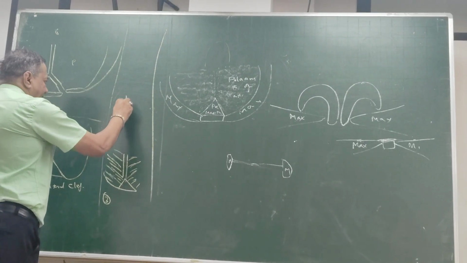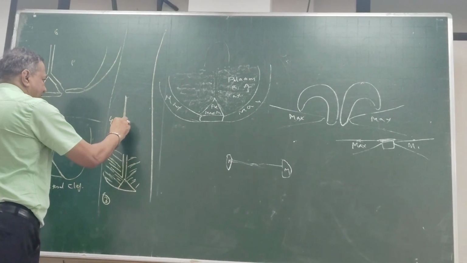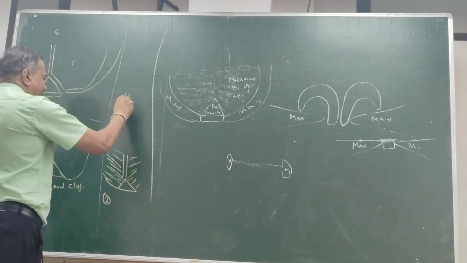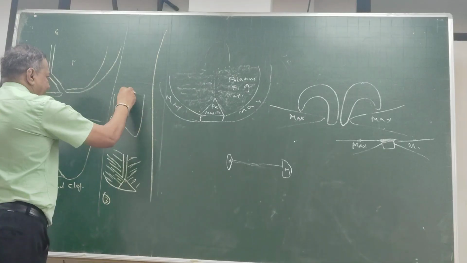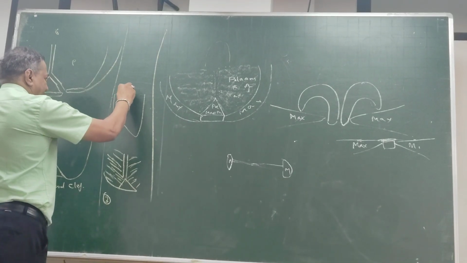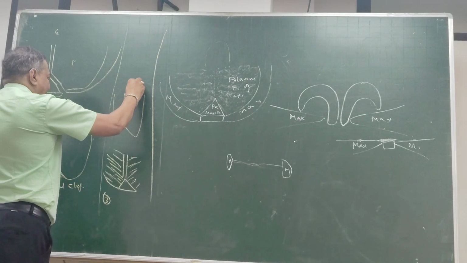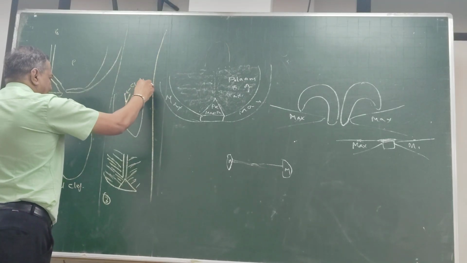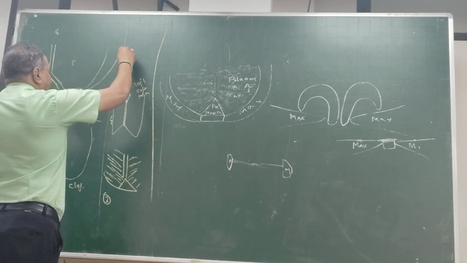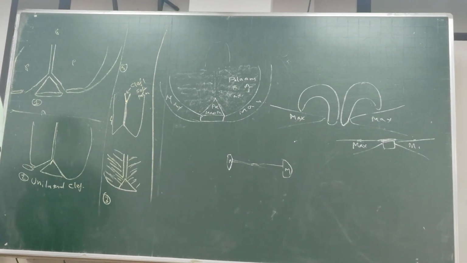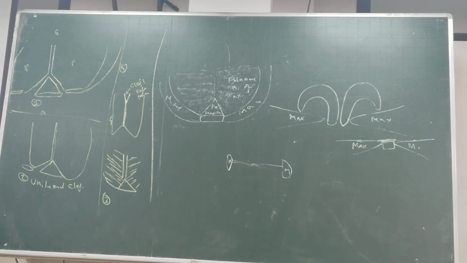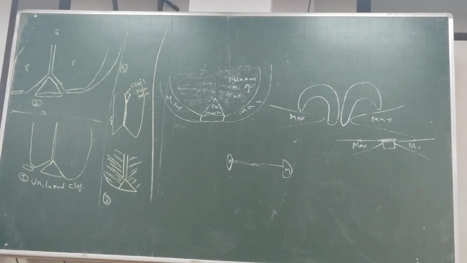The 4th possibility is that this fusion also happens, but only in the posterior region the fusion doesn't happen, and this is cleft soft palate. The hard palate is fused. So when posteriorly the fusion between the 2 maxillary processes does not happen, it leads to cleft soft palate.